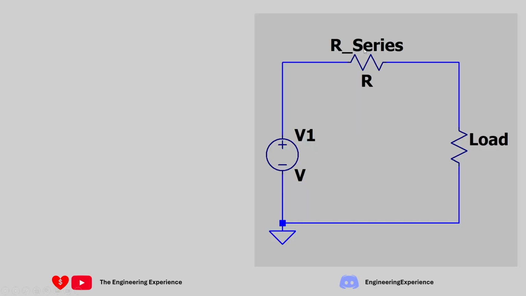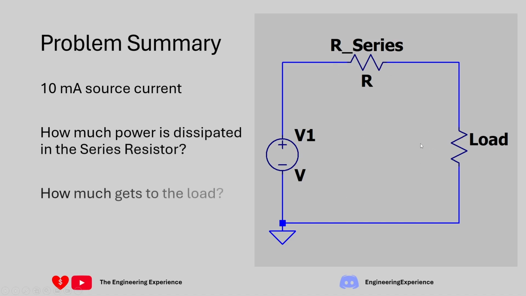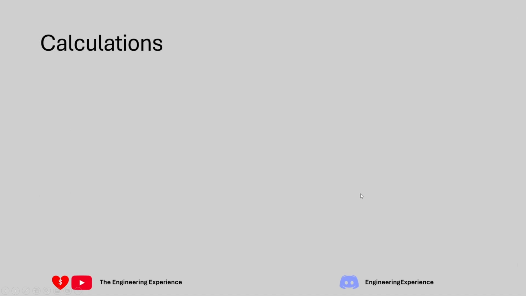So this is the circuit that we looked at in exercise 2.9. We have a series resistor here and we have some load, and we have our 1000 volt power supply from the question previously. Now we want a 10 milliamp current, and we need to calculate how much power is dissipated in this resistor and how much power is dissipated in this load. So first of all, let's go to the calculations.